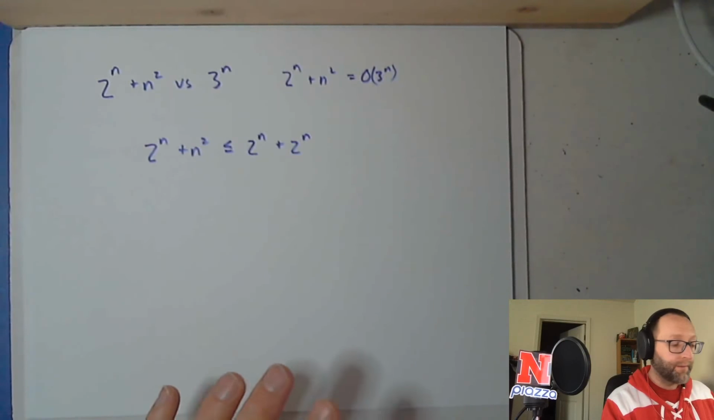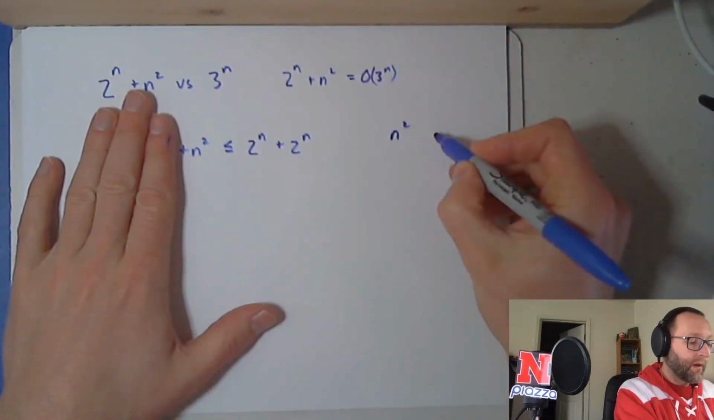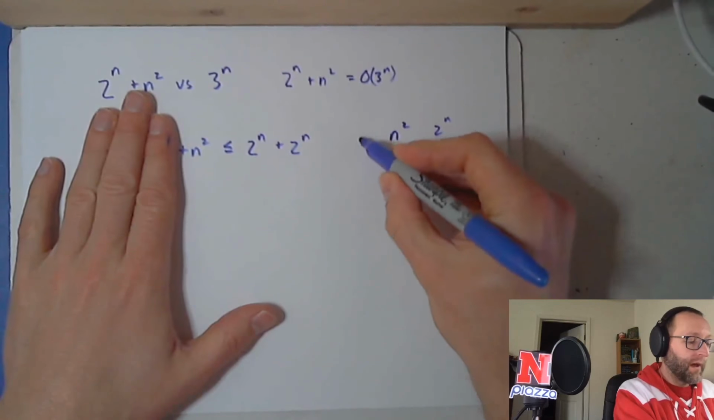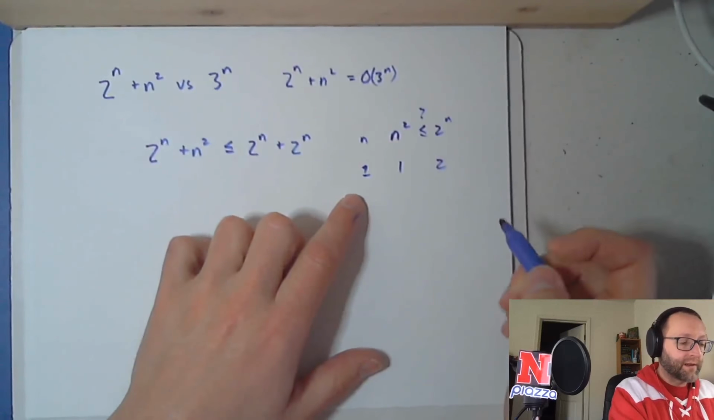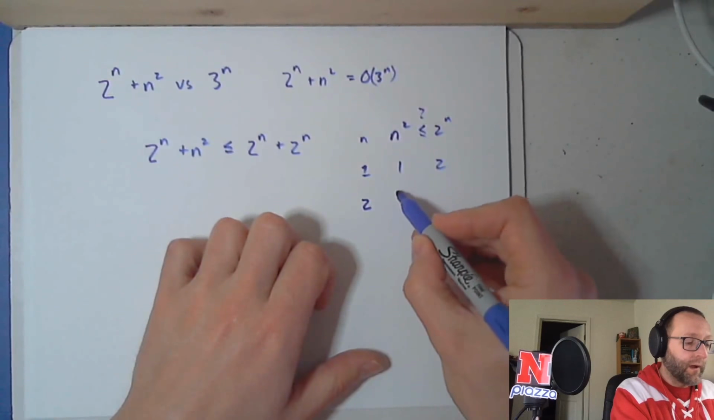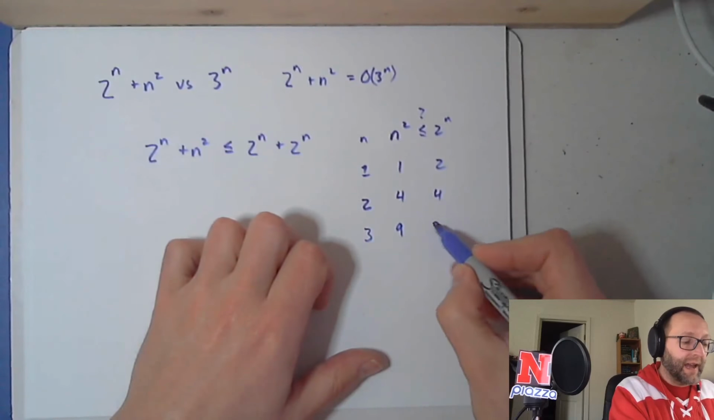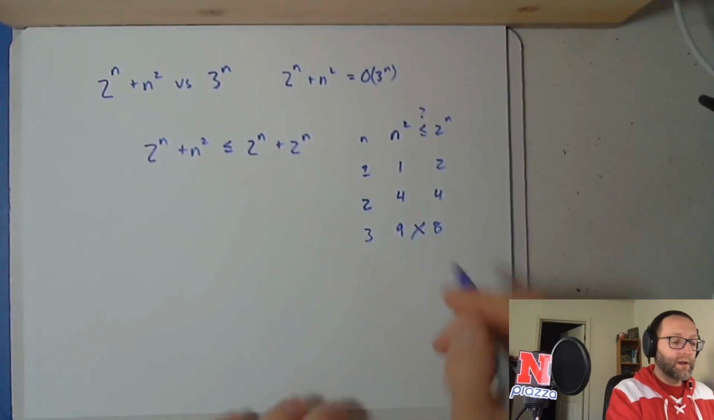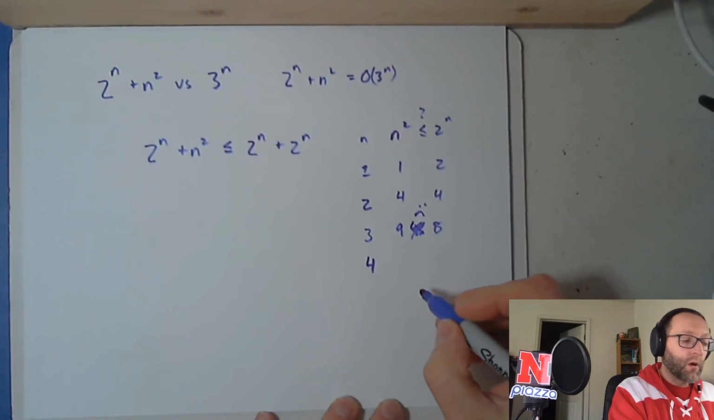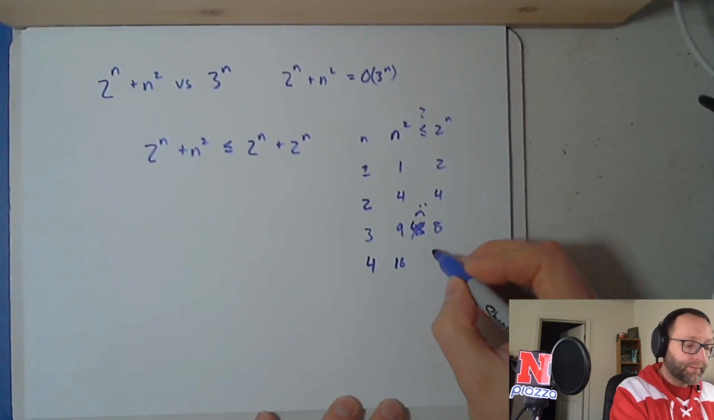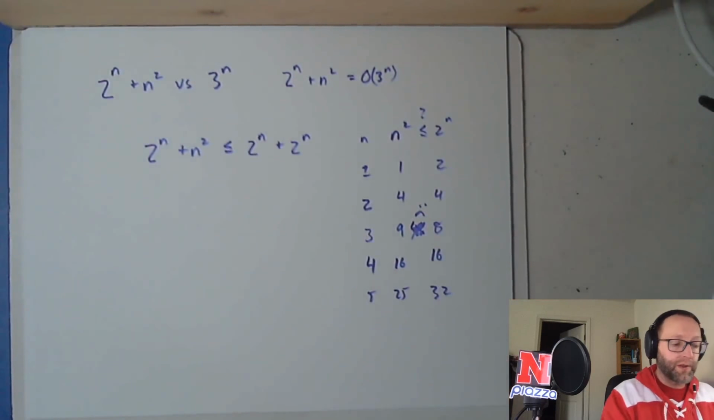Let's try it for 1. N squared and 2 to the n for n values of 1. Well, this is 1 and this is 2. Okay, that inequality is established. But 2, that's 4, and that's 4. Okay, that's still less than or equal to. 3, this is 9, and this is 8. So no, the inequality doesn't hold. But if I go up to 4, now this is 16, and this is 16. If I go up to 5, now this is 25, and you can see that at that point they're separated.